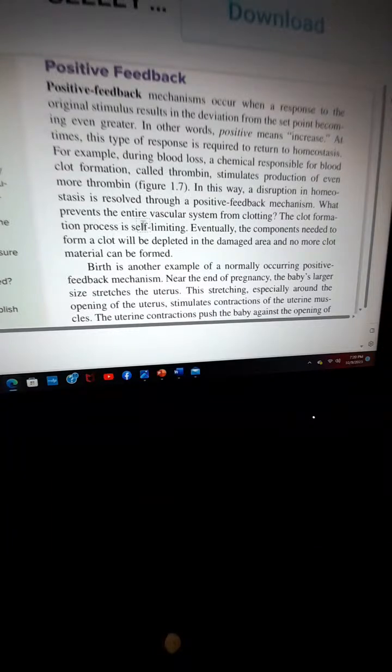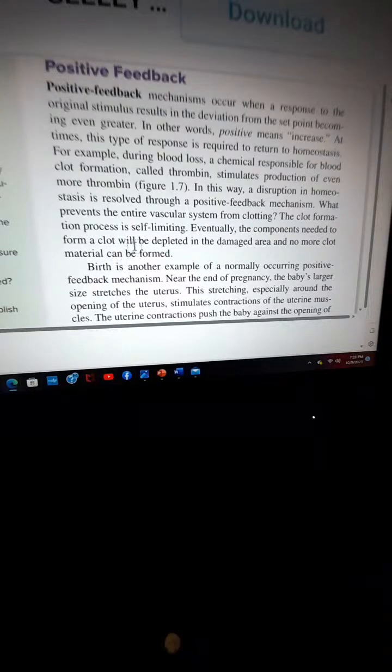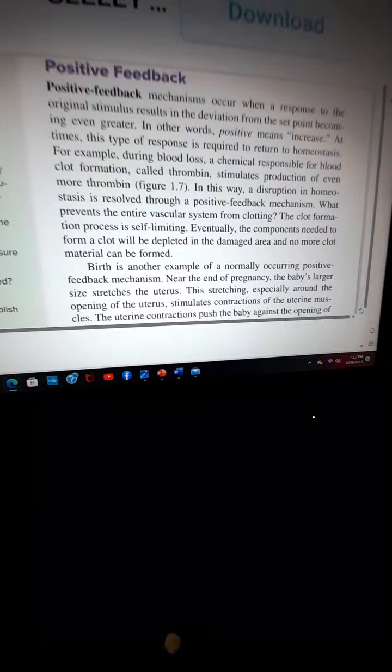What prevents the entire vascular system from clotting? The clot formation process is self-limiting. Eventually, the components needed to form a clot will be depleted in the damaged area, and no more clot material can be formed.